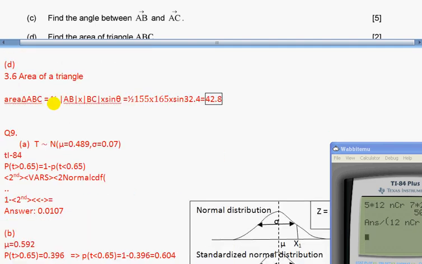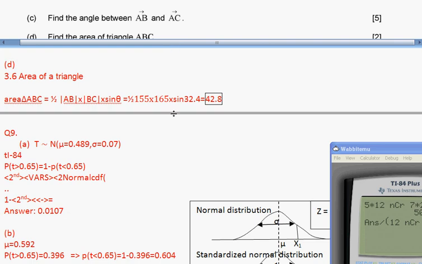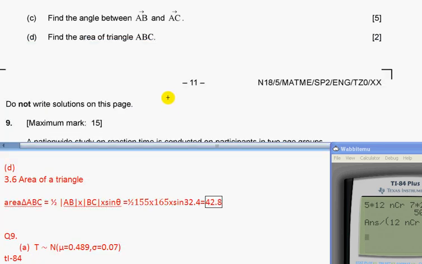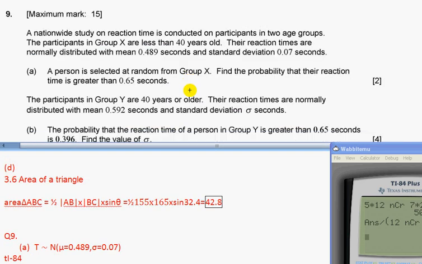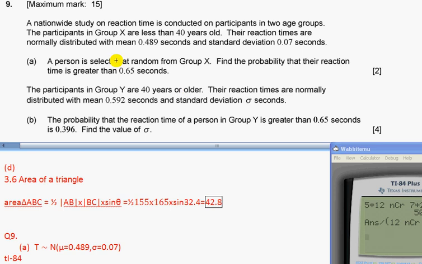Question 9. A nationwide study on reaction time is conducted on participants in two age groups. The participants in group X are less than 40 years old. Their reaction times are normally distributed with mean and standard deviation. A person is selected at random from X. Find the probability that the reaction time is greater than 0.65 seconds.